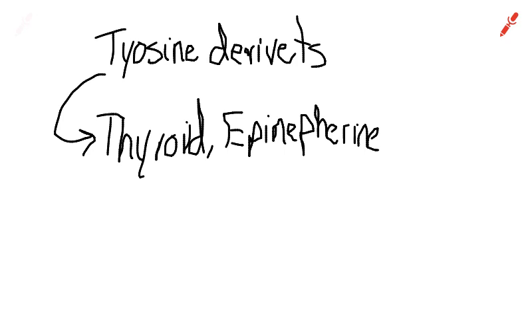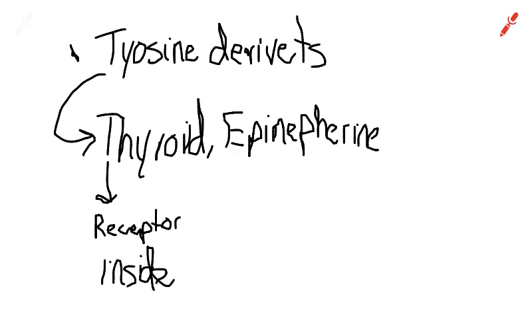Now, different from steroid hormones and peptide hormones, where either the receptor is outside the cell in the case of peptide hormones, or the receptor is inside the cell in the case of steroid hormones, for tyrosine derivatives it depends on the actual hormone whether the receptor is inside the cell or outside the cell. For thyroid hormone, the receptor is inside the cell. So it just goes inside the cell just like a steroid hormone. Now for epinephrine, the receptor is outside the cell. So like a peptide hormone, it acts on the receptor outside the cell. So that's just a very small class, thyroid hormone and epinephrine.